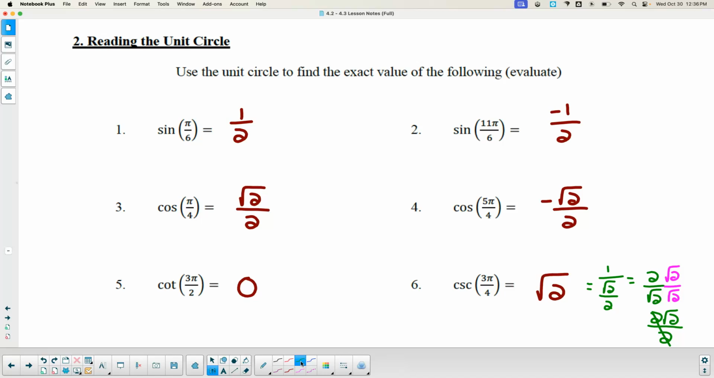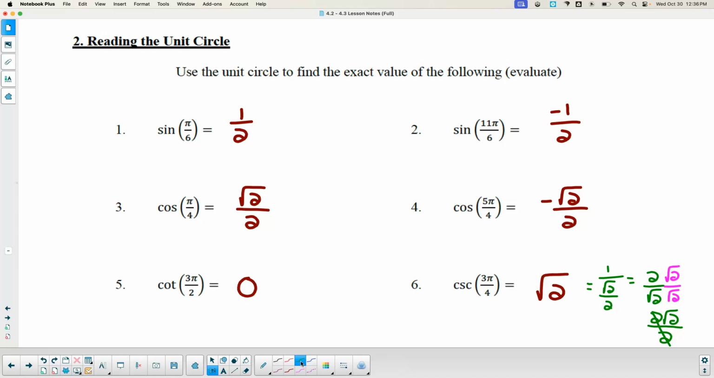Like if it's square root of 9, it's like 3. So that's why the square root of 2 is. Square root of 2 times the square root of 2 is the square root of 4. Square root of 4 is 2. Oh, okay.